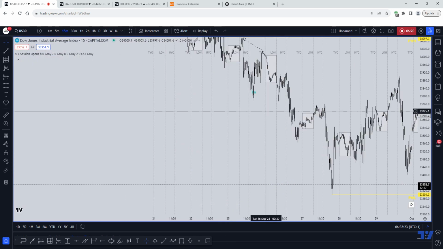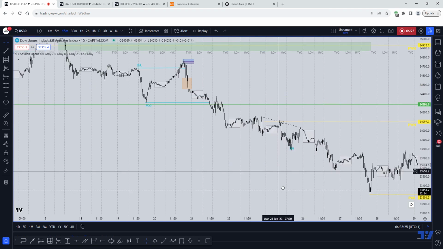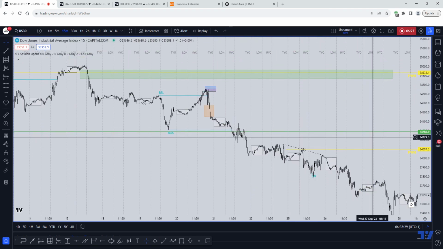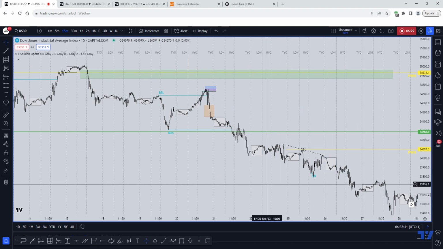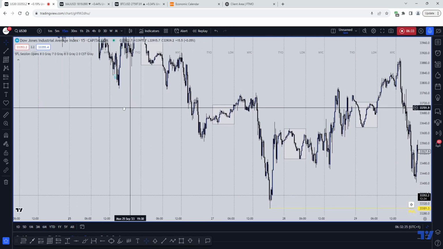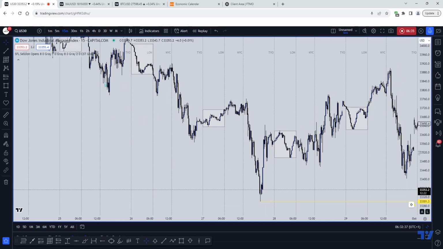what we can identify, let's just zoom out, right? Straight away, if you zoom out, look at this, we're in a bearish trend. The momentum is with the sellers. The draw on liquidity is to the downside. Okay, so now let's have a look at the most recent bearish move.